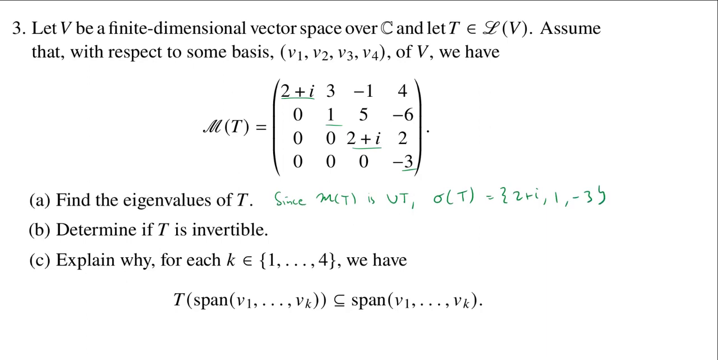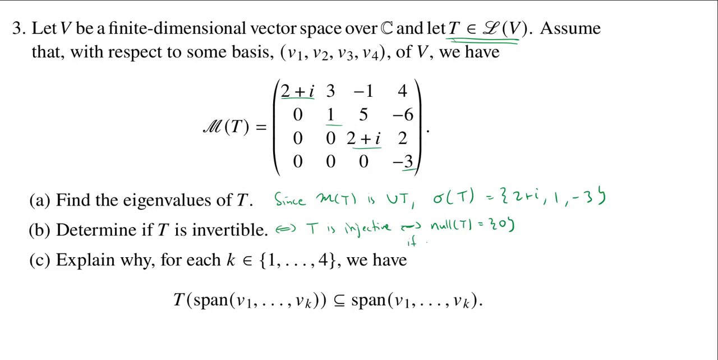Okay, next question. Determine if T is invertible. Well, we know that if T is invertible, then T is injective. And if T is injective, then T is invertible, because we're working with a linear operator on a finite dimensional vector space. So it's enough to determine that T is injective. T is invertible is equivalent to T is injective. But T is injective if and only if the null of T is equal to 0. Well, what if the null of T wasn't equal to 0?